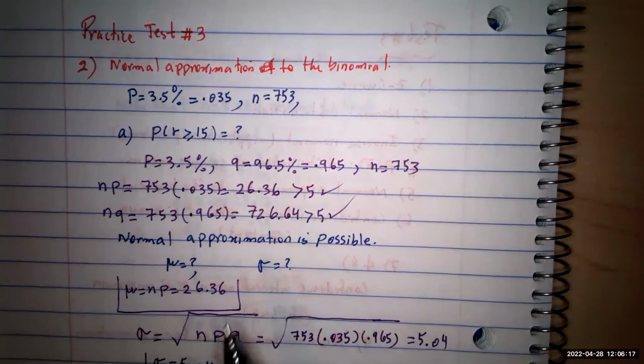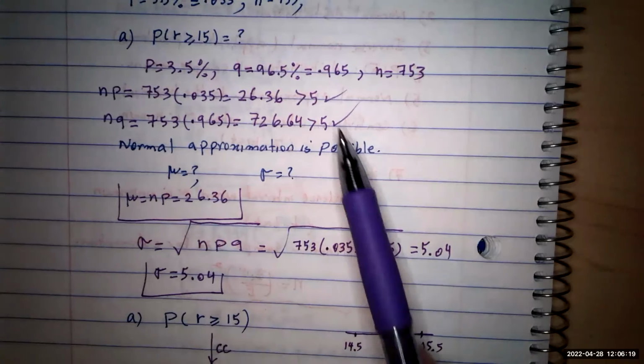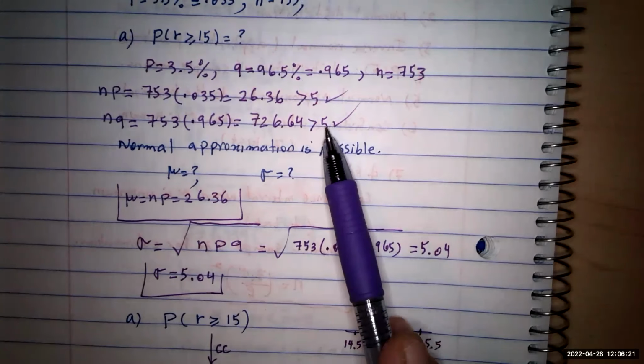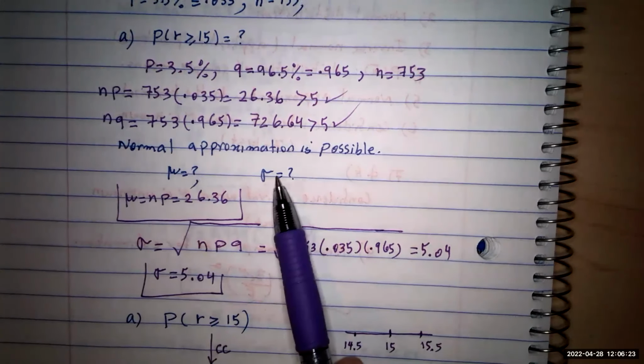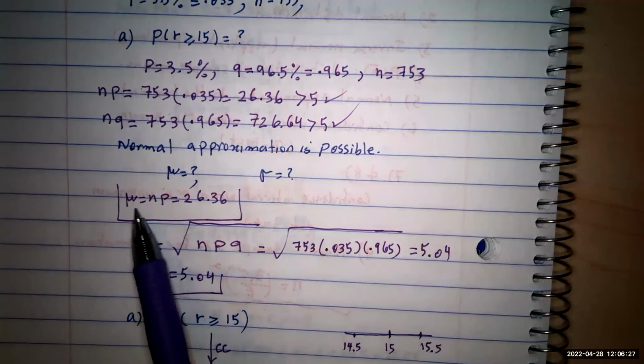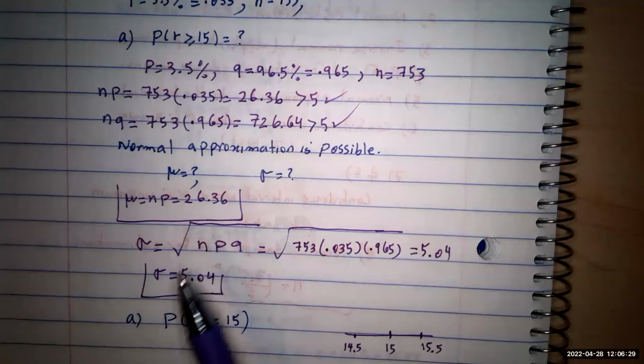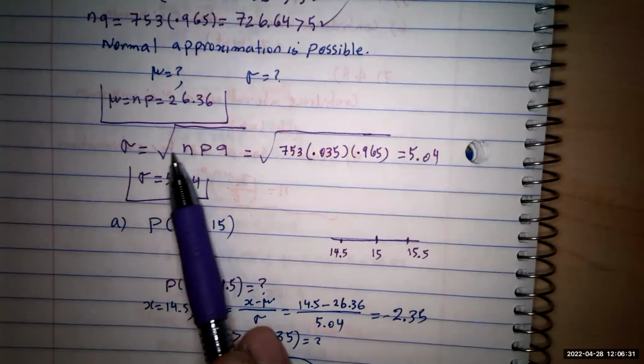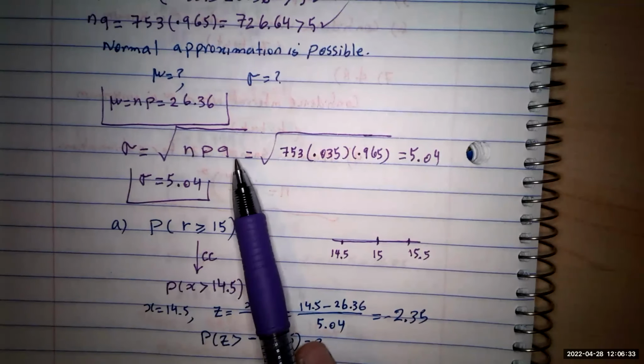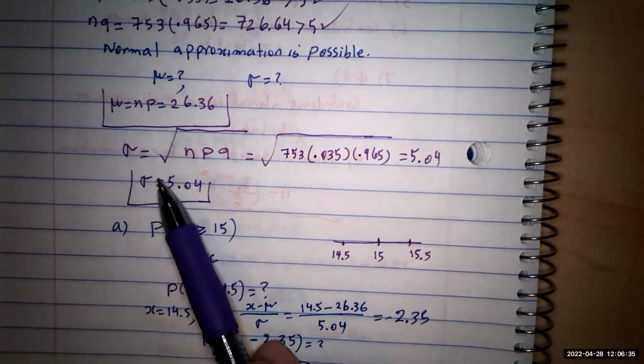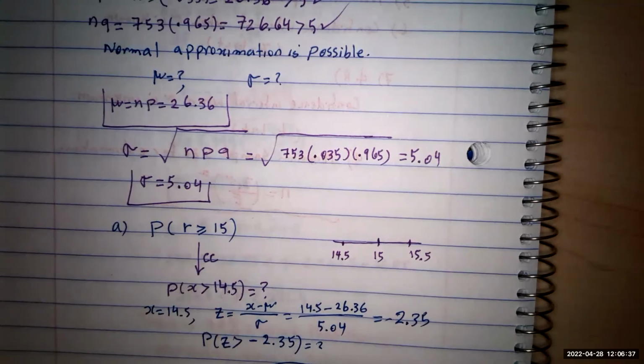You have to check these all, explain it. If both of them are greater than 5, then this procedure is probable. Okay, we can do it. But we need a mu, n times p, 26.36. We need the sigma, square root of npq, like your previous quiz. So we get the sigma and the mu, then we are going to be in the normal case.